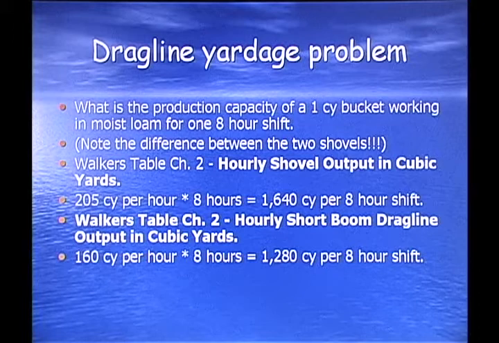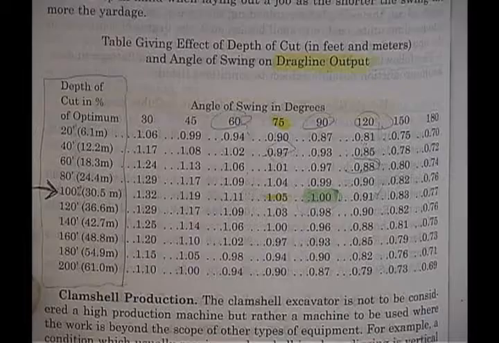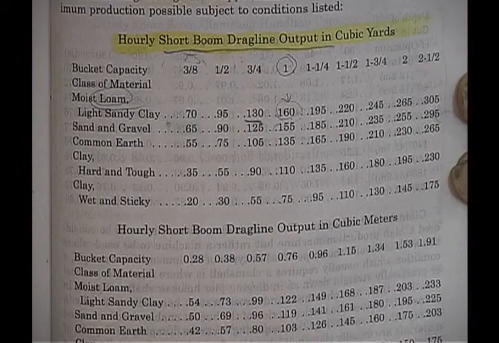Now you need to note the difference between the different dragline shovels. There's the hourly shovel output in cubic yards, and then there's the hourly short boom dragline output in cubic yards. Make sure you use the proper chart when you're solving the problem. If you use the wrong chart on the exam, you're going to get it wrong. So you've got to read these problems carefully and match up the question they're asking to the chart in Walker's.